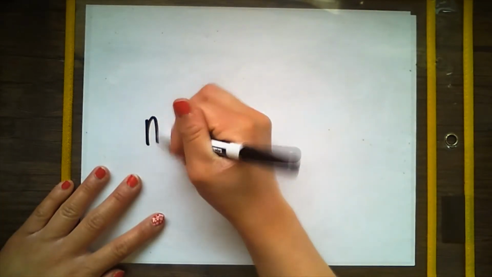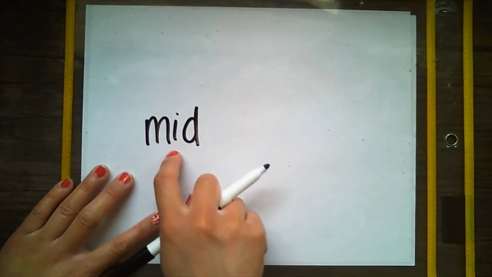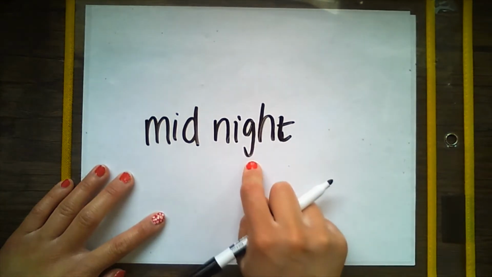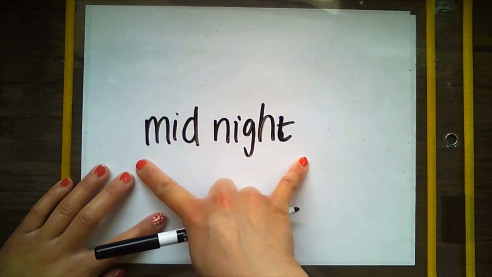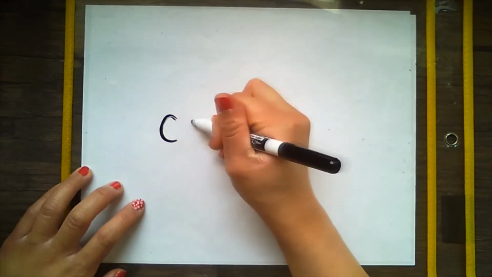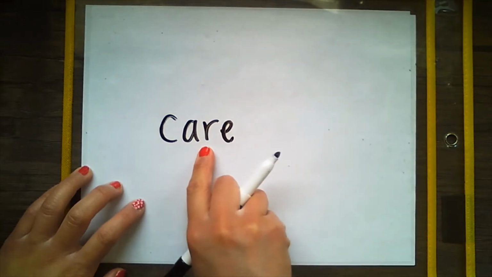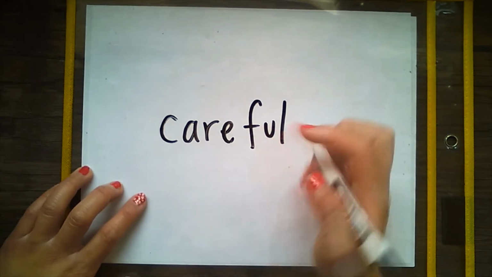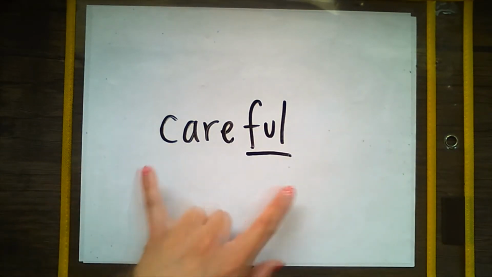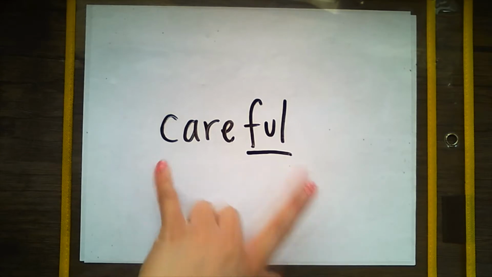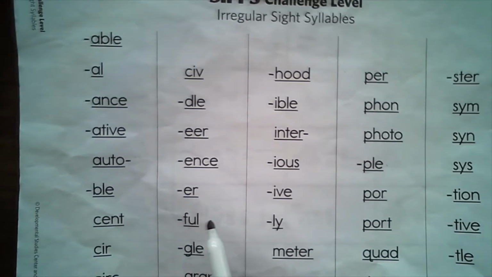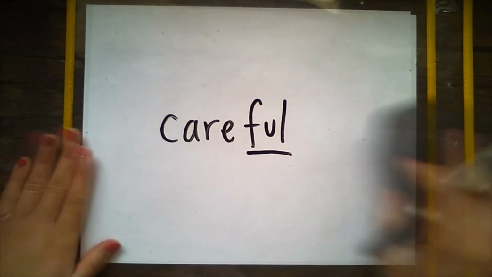All right, let's keep going. Read, mid. Read, night. Try for the real word. Midnight. Read, care. Read, full. That's an irregular sight syllable. Try for the real word. Careful. Let's take a look at that on our irregular sight syllable. Yep, full. Let's keep going.